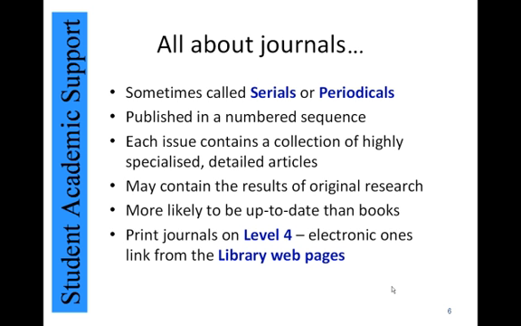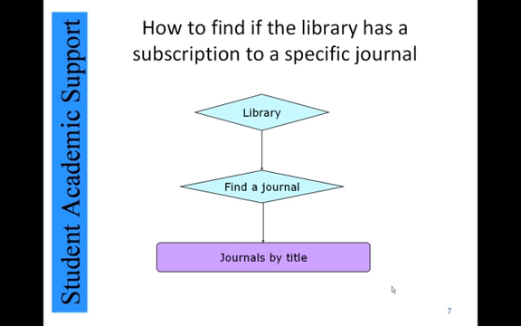They also contain original research, for example an experiment, survey or case study, and they are more likely to be more up to date than books. Most of our journals are now electronic journals only, but there are also some in print on level 4 of the library. So how do you find if a library has a subscription to a specific journal?